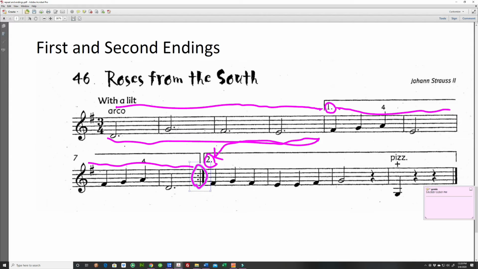So the first and second endings, when you get to them, you have to make the decision. Is this the first time? Then you play the first time section, the first ending. If when you get there it's the second time, you jump over to the second ending and play from there. When you have a first and second ending, there's always a repeat sign at the end of the first ending. And that'll tell you either to go back to the beginning or go back to the other half of the repeat, which you've already passed somewhere along the way.